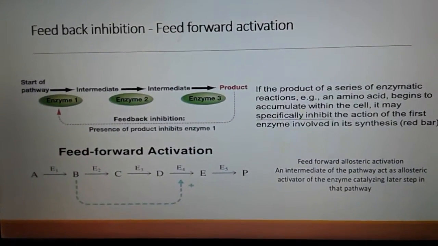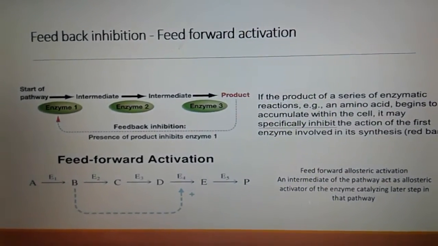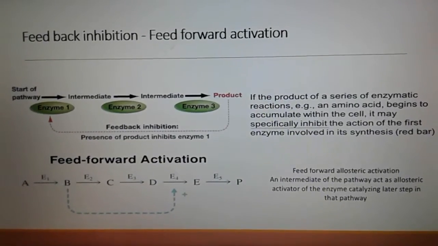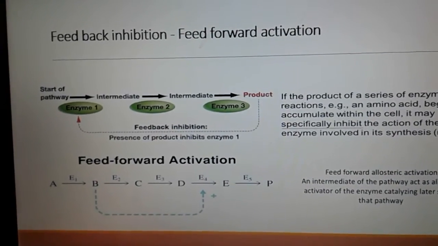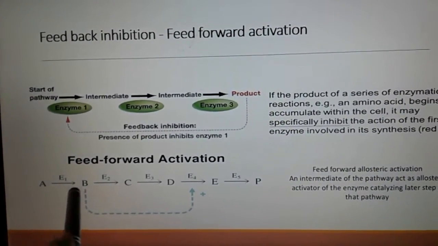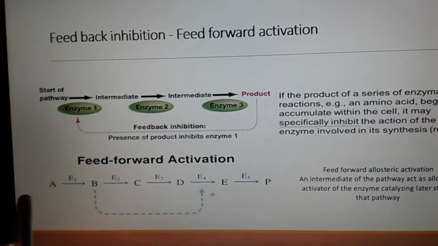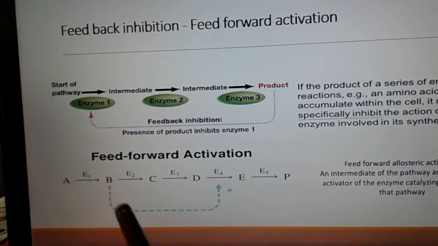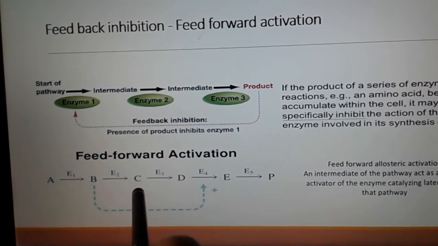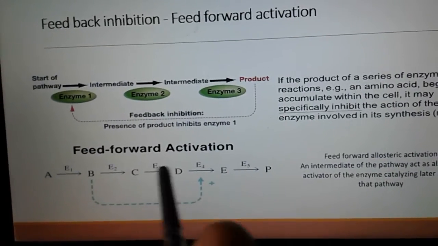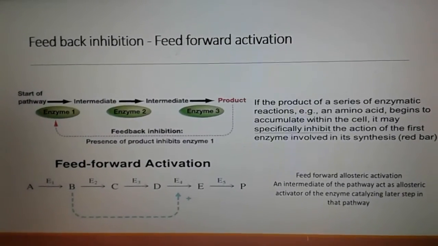And what happens in case of feed forward activation? As from the name itself, this will activate the enzymes which are participating in the reaction down the line. In case of feed forward allosteric activation, an intermediate of this pathway acts as an allosteric activator of the enzyme catalyzing the later steps of the reaction. Suppose this C is the intermediate which will act as allosteric effector for these enzymes to carry out their reaction in an efficient manner. So this is all about the allosteric enzymes.